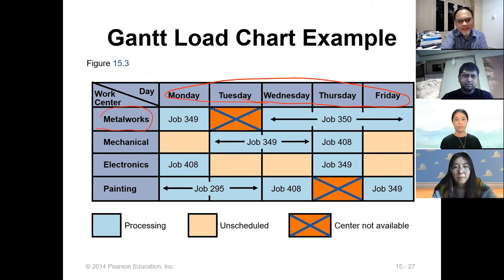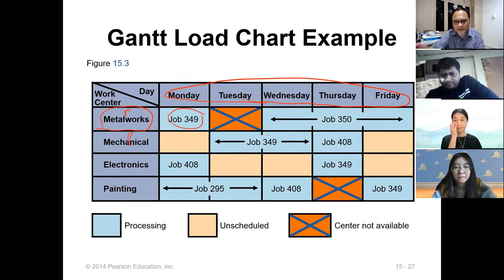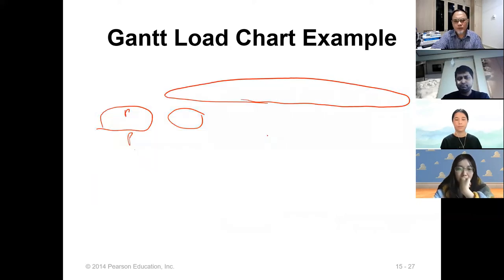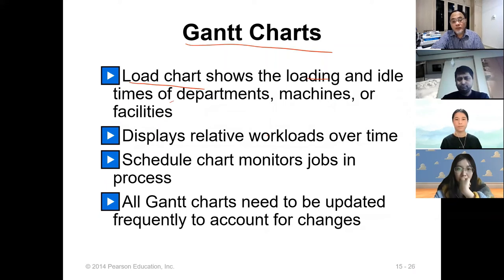So for this work center or this person, for example person A, person B, when is he going to be scheduled? For example shifts for nurses in a hospital or doctors, you can use a Gantt chart to do this, depending on whatever is available, then you fit in there. Of course, there are algorithms and steps to complete this. It displays relative workloads, is a schedule chart, and can monitor jobs in progress, but it needs to be updated frequently to account for changes.